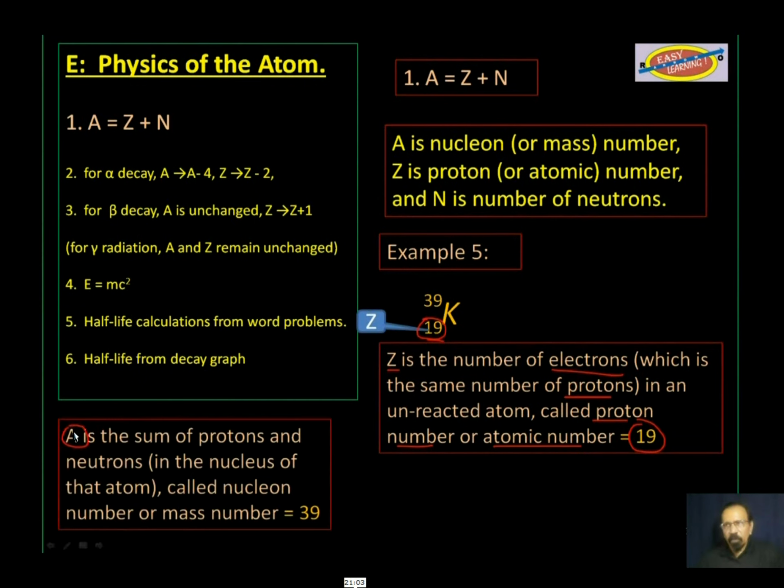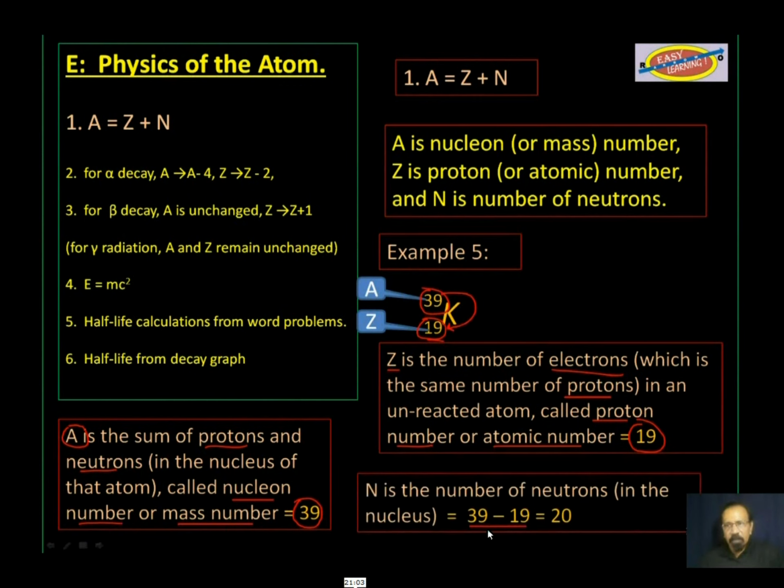A, which is this one up here, is the sum of the protons and neutrons in the nucleus of an atom, and therefore it is called a nucleon number, number of items in the nucleus. Or you may hear that referred to as the mass number as well. That is 39. Now, how do we get the number of neutrons? We subtract from 39, we subtract 19. So 39 minus 19, number of neutrons.